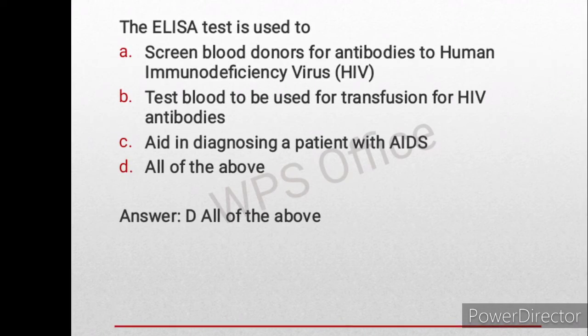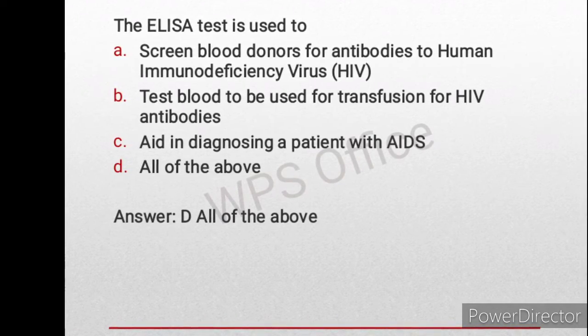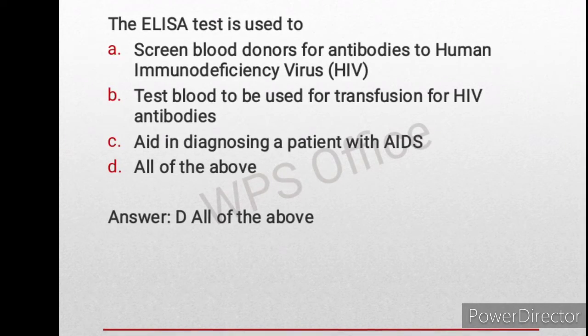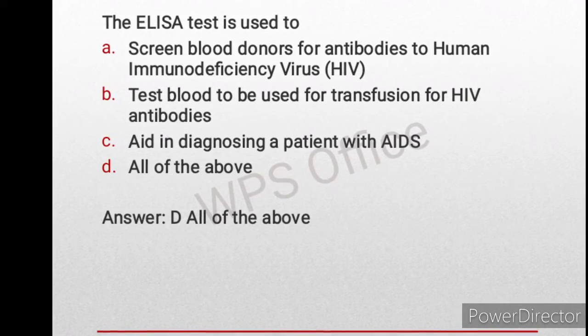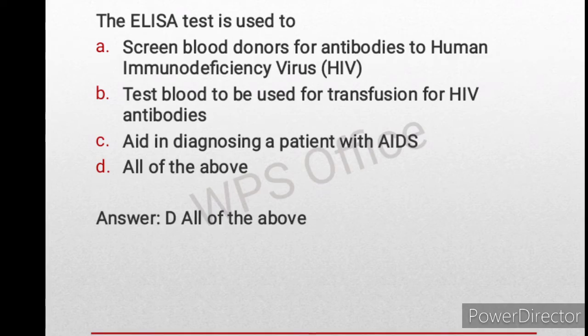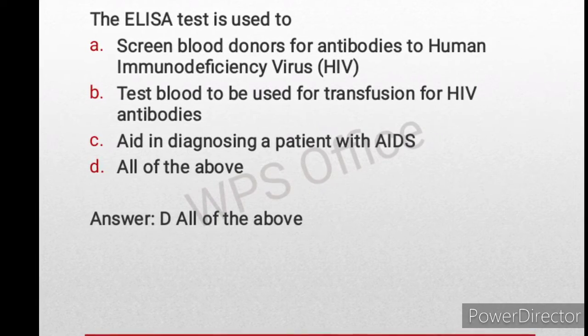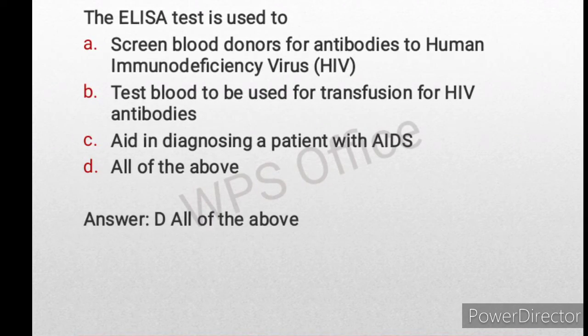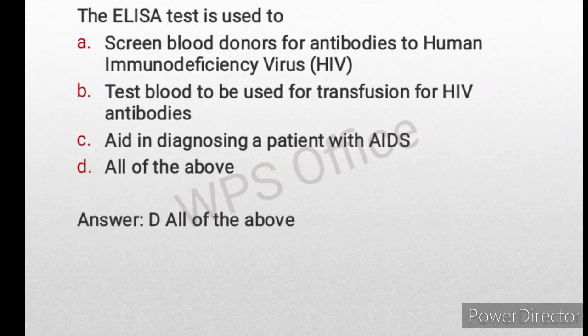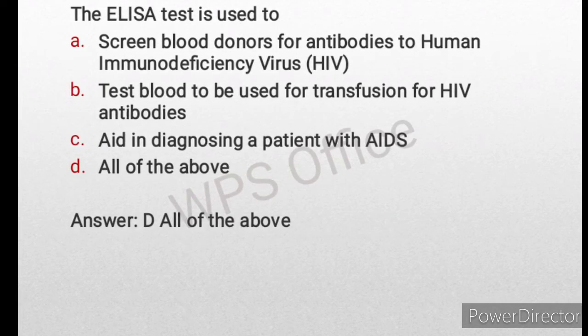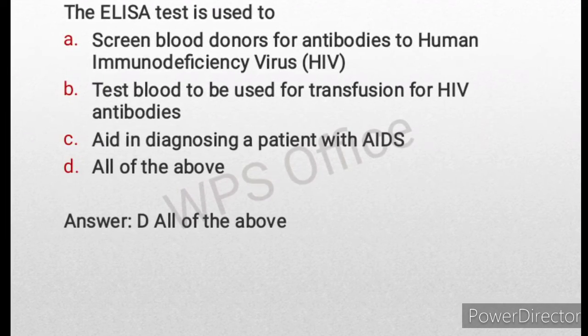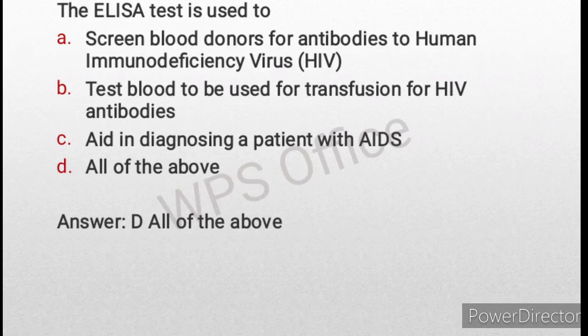Here, the correct answer will be option D, that is, all of the above. That means it will screen the blood donors for antibodies to human immunodeficiency virus, test blood to be used for transfusion for HIV antibodies, and aid in diagnosing a patient with AIDS. All of these functions will be done under the ELISA.